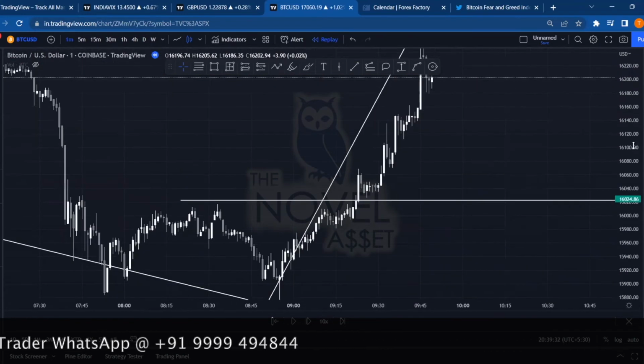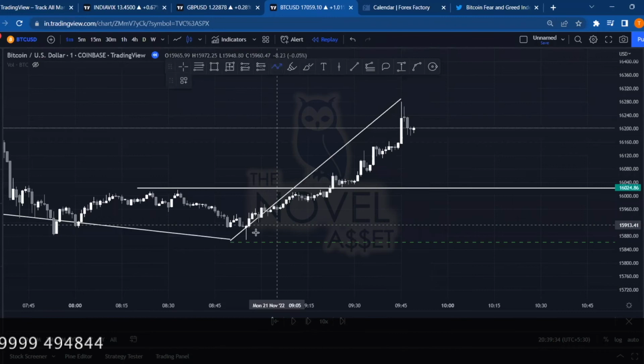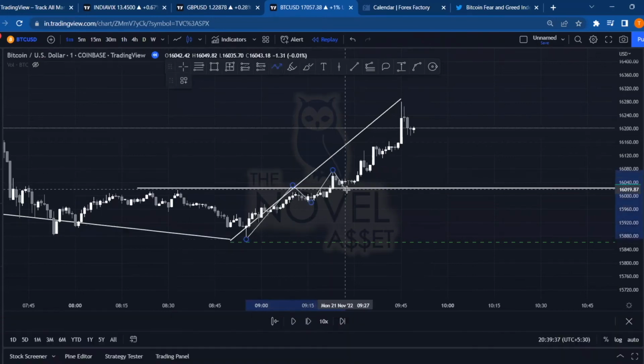And what you will see over here is that you can mark your structure now. You can mark your higher highs and higher lows accordingly. So this is your higher low, this is your higher high again, higher low again, higher high again, a higher low again, and a higher high again.